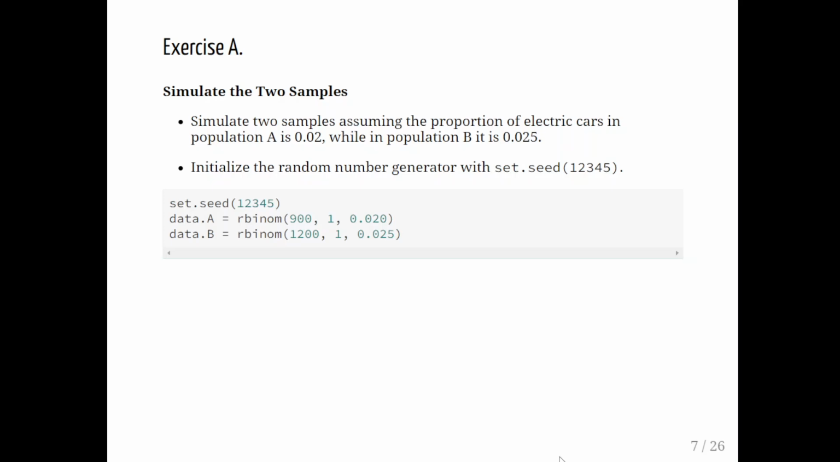So essentially the number of trials is 1, so it's the number of successes and the probability of success. Bernoulli trials is what I'm getting at anyway. Or binom, that is how we create random numbers according to the binomial distribution. So we just set them up there like that. Data.A and data.B are rbinom 900 and 1200, and then we have the details I just went into previously.